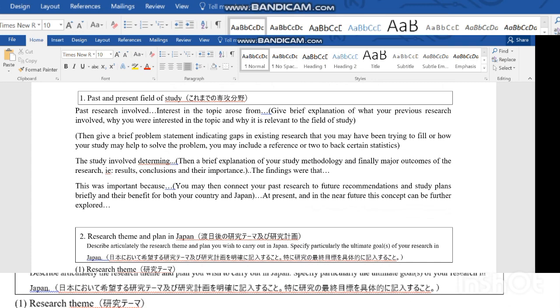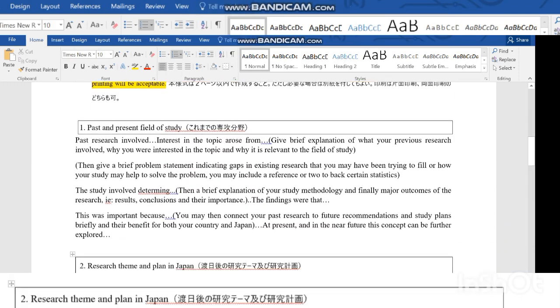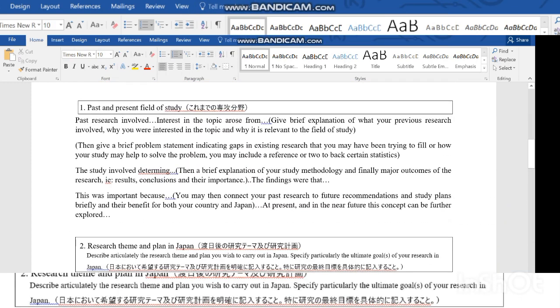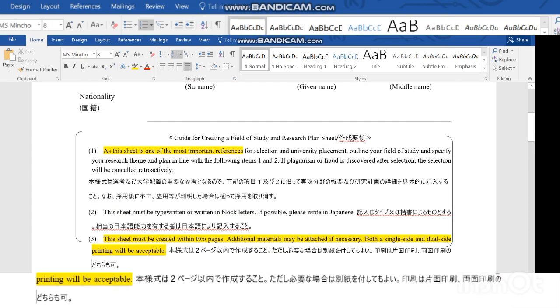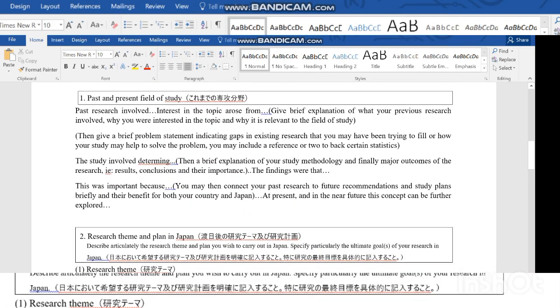Okay, that said, let's move on. We've read the instructions and I've given that brief introduction and made those points that I had to make about this document. So as we've highlighted here, this is a very, very important document in your application, right? So there are 2 parts. There's part 1 here, the past and present field of study, and there's part 2, research theme and plan in Japan. So let's look at part 1.